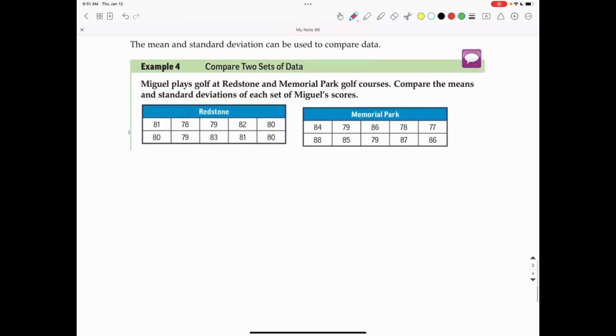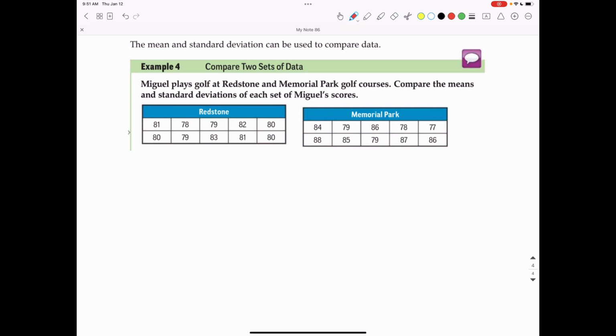We can also use standard deviation to compare data sets. Miguel plays golf at the Redstone and Memorial Park golf courses. Compare the means and standard deviation of each of Miguel's scores. So we're going to do a standard deviation for each of these data sets separately. So we do have to find the mean first.